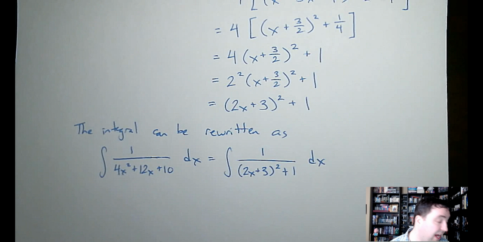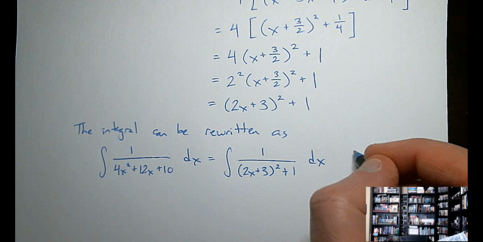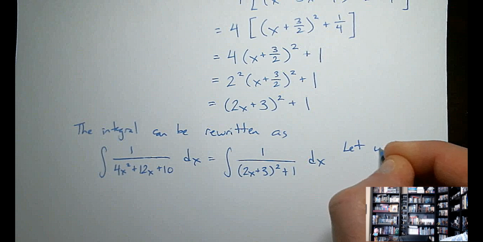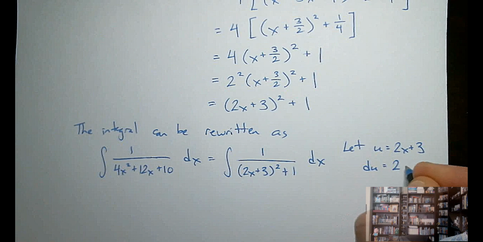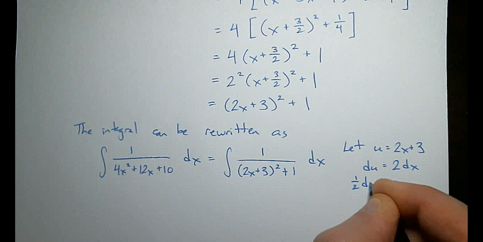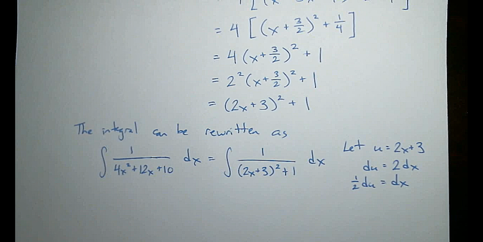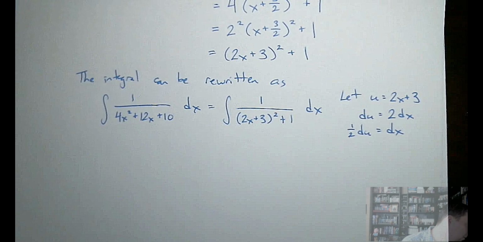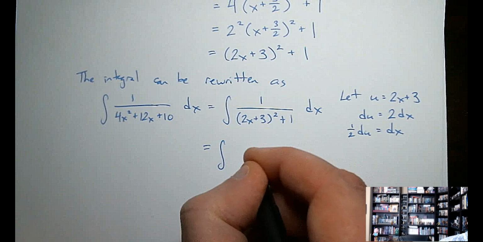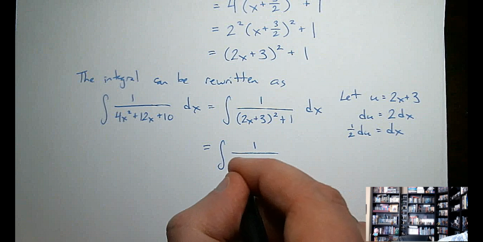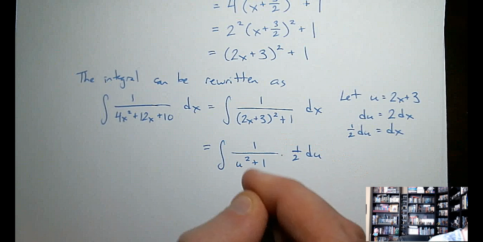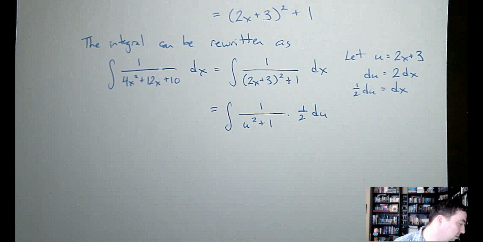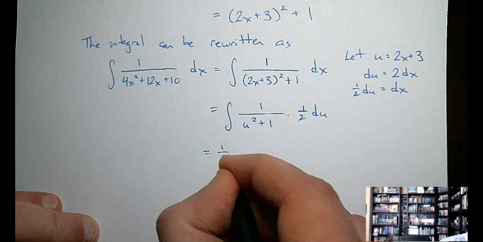Now, we do still have to deal with that 2x plus 3, though. So we do this by u substitution. We're going to let u be 2x plus 3, which means that du would be 2 times dx. And so a half du is going to be what will replace the differential dx. And so now we've got the integral of 1 over u squared plus 1 times a half du. Of course, the half is a constant factor. It can come out. And now we're all set.